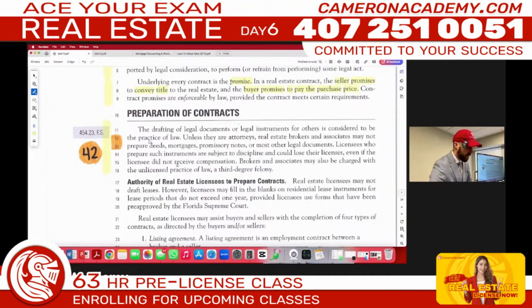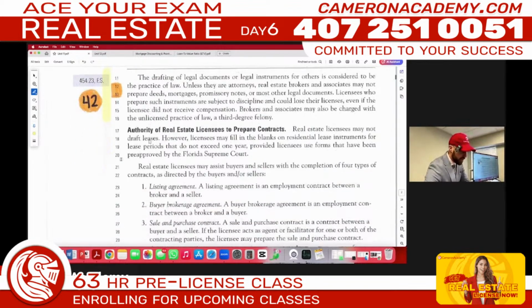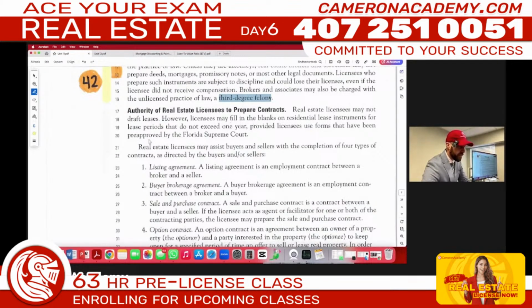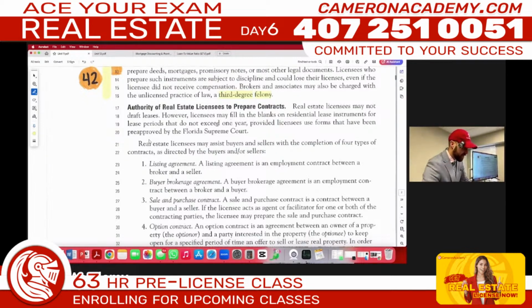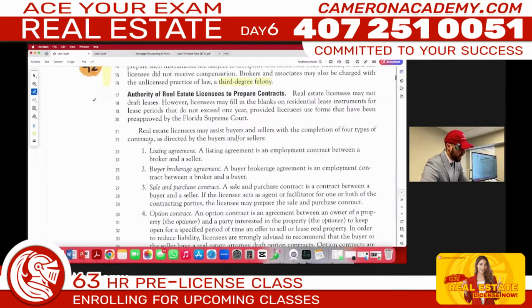It's most of us. It says real estate licensees cannot prepare most legal documents, such as, this is what you're tested on, deeds, mortgages, promissory notes, most other legal documentation. And you could lose your license, regardless of whether or not you get compensated for preparing these documents. You're just not allowed to do it. That's what we see in this paragraph. Could be a third-degree felony. Unlicensed practice of law, just like unlicensed practice of real estate, is a third-degree felony, consistent to what we saw in Unit 6.